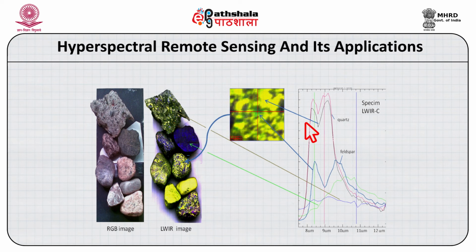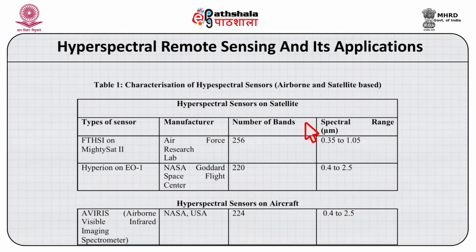So, to give a better understanding in a tabular form, I have categorized the different characteristics of hyperspectral sensors, that is airborne or satellite based, which is clearly shown in table 1. Now, in table 1, on the right side we have the spectral range, then to the left of it the number of bands, then the manufacturer, that is not so important, then on the left side we have the type of sensor. One type of sensor is FTHSI on MightySat 2, manufacturer is Air Force Research Lab. Second is Hyperion, which is widely used in today's context.